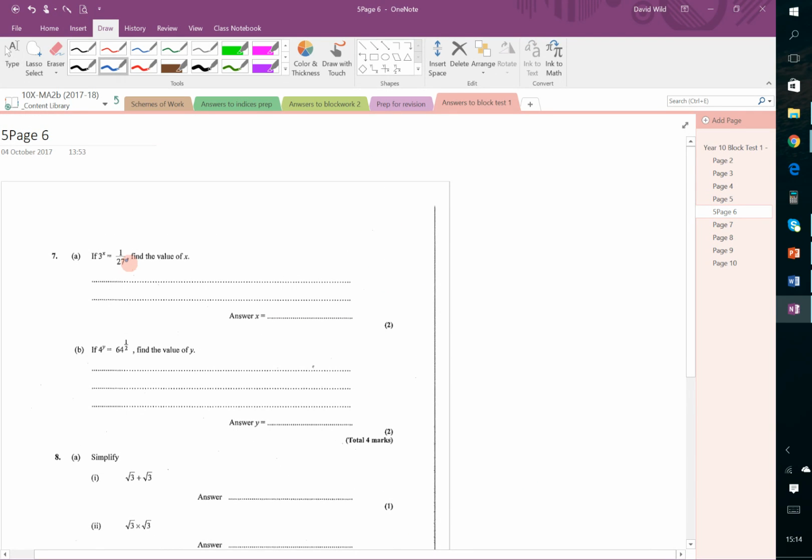Right, what is 27 as a power of 3? 27 is 3 cubed. Okay, but we don't want the 3 cubed on the bottom. We want it at the top, so we take the reciprocal. And therefore our x, which is the power, is minus 3.